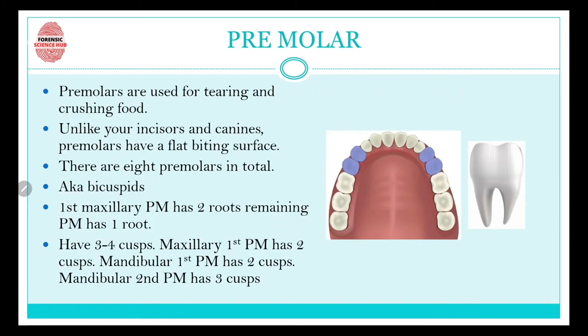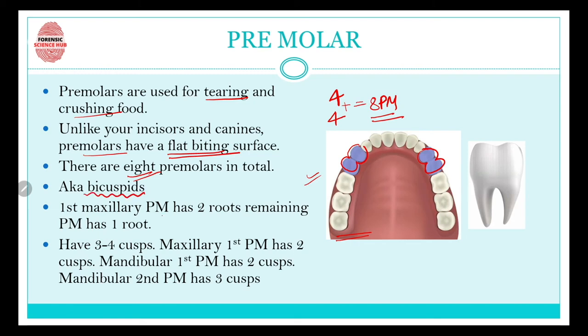Now let's talk about premolars. Premolars are used for tearing and crushing of food. Unlike incisors and canines, premolars have a flat biting surface. Look at this picture. These 4 are the premolars. 4 premolars are present in the upper jaw and 4 premolars are present in the lower jaw. So there are a total of 8 premolars in our mouth, right? This picture is showing just the mandibular teeth, and similarly there are going to be maxillary teeth also. They are also known as bicuspids.